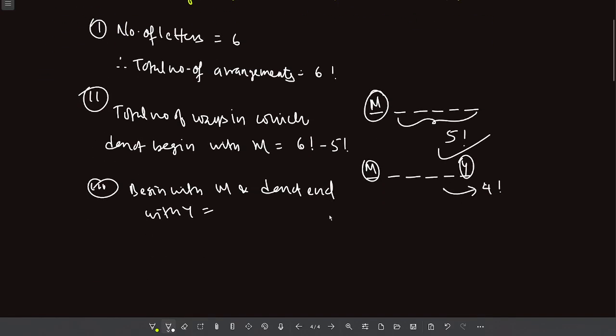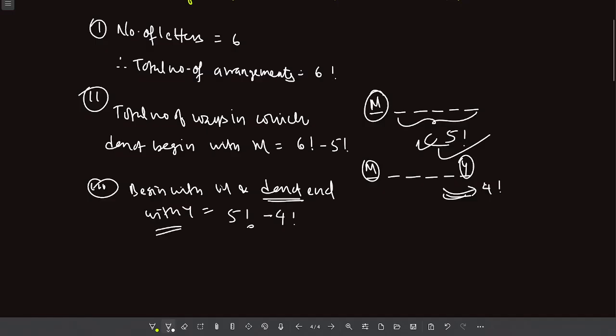Means what should we do for this? Begin with M is how much? 5 factorial, and begin with M and end with Y is 4 factorial. So we should subtract this. If you subtract from begin with M those that end with Y, then it will come to begin with M and do not end with Y. It is the concept of complement.